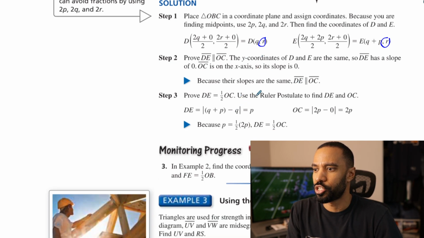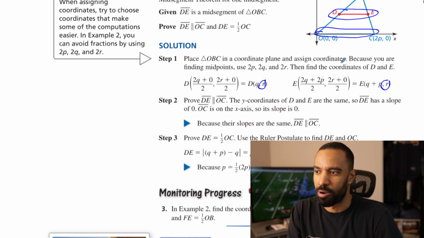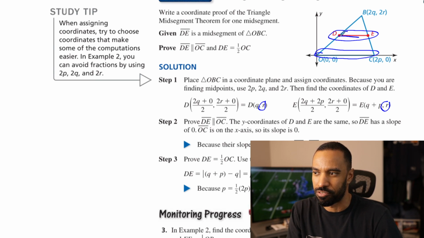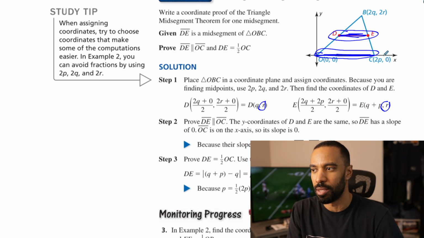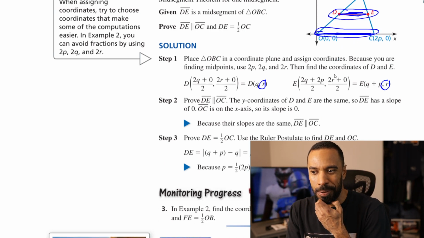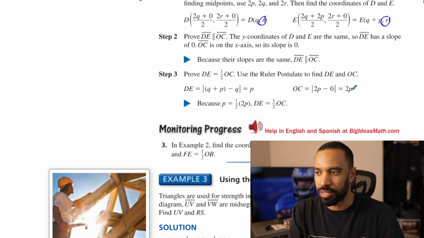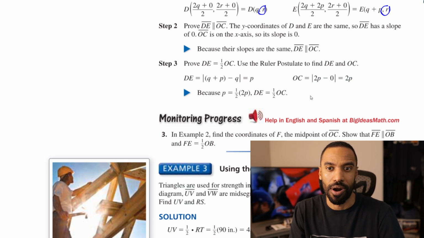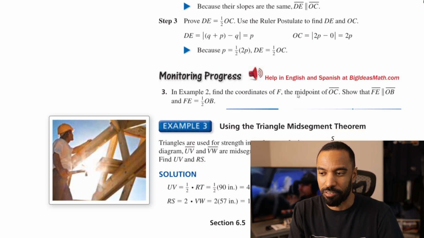And then they show that it's half the length. They say use the ruler postulate. It's basically a way of saying find this distance by subtraction. You don't need the Pythagorean theorem or distance formula because they're horizontal distances. And they just show that one of the lengths is p while the other length is 2p. So you can look more at that if you'd like to. I was hoping to find a triangle proof with it.